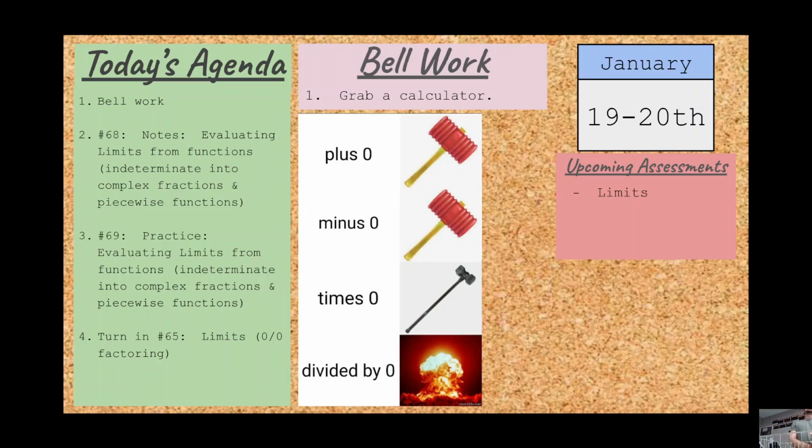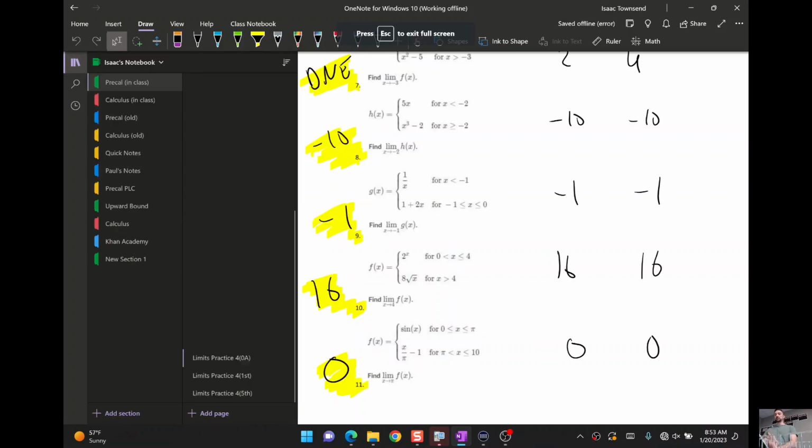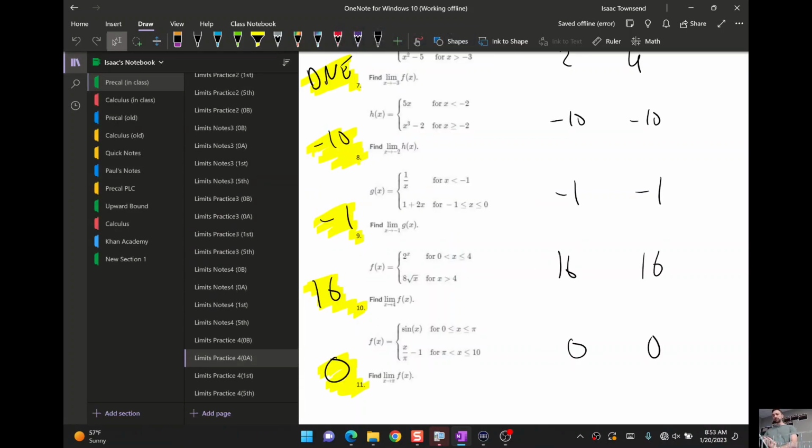Last class, we dealt with 0 over 0 with conjugates and trig functions, trig identities. So today we're going to do the exact same thing, identifying or evaluating limits, hopefully from direct substitution, but instead of factoring working, instead of conjugates or trig identities working, we will either need to simplify complex fractions and/or read piecewise functions, which I think both of those are things that you probably need more practice with.